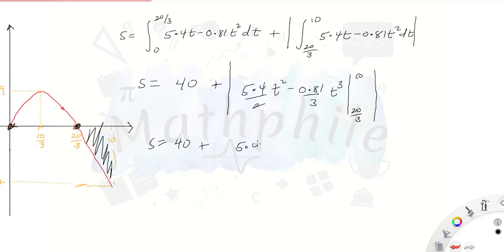So 5.4 over 2 t squared minus 0.81... Oh, sorry, not over 2. I got 40. Yeah, so let me just input the values over there. t squared minus 0.81.